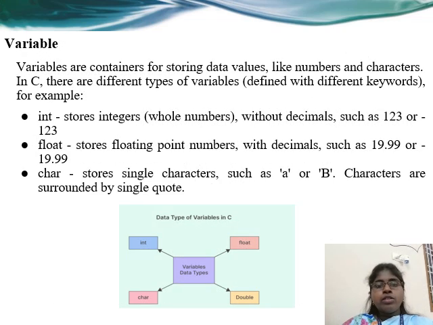Next topic, variable. What is a variable? Variables are containers for storing data values like numbers and characters. In C, there are different types of variables, for example integer, float, character. Integer stores whole numbers without decimals, such as 123 or minus 123. Float stores floating point numbers using decimal points, like 19.99 or minus 19.99, and char stores single characters such as A or B, which are surrounded by single quotes.